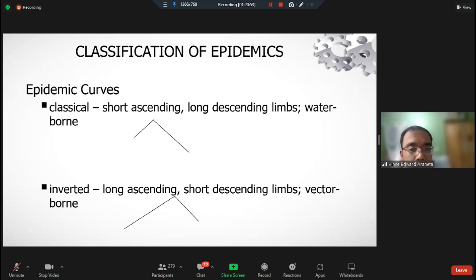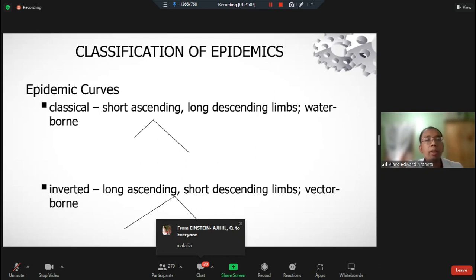Next is the inverted, the opposite of the classical: long ascending but short descending. These are usually for vector-borne diseases such as what? For these diseases, you expect an inverted epidemic curve, like malaria. What else?